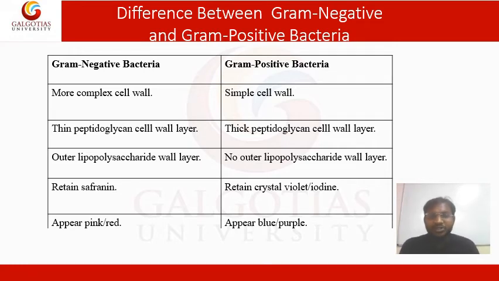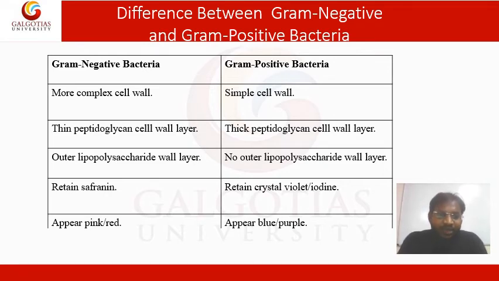By gram staining, we can divide bacteria into two families, gram negative and gram positive. Gram negative bacteria can be cocci or bacilli. Gram positive bacteria can also be present as cocci and as bacilli. What is the difference between the two?